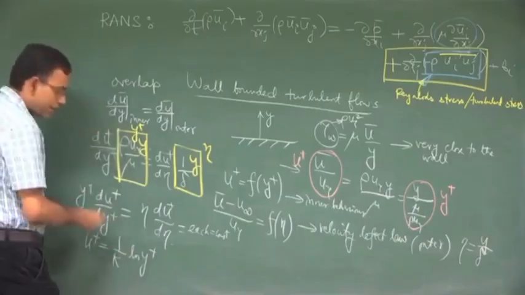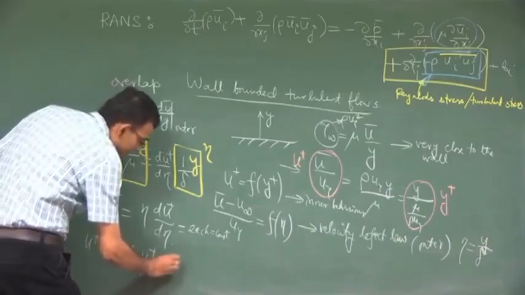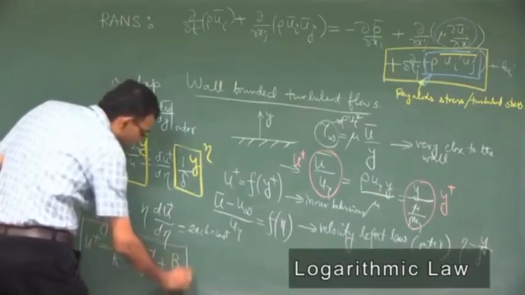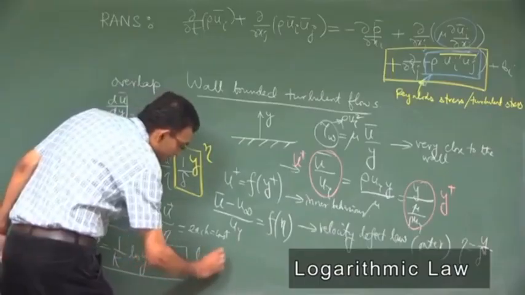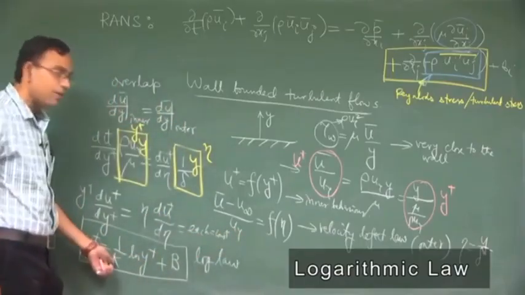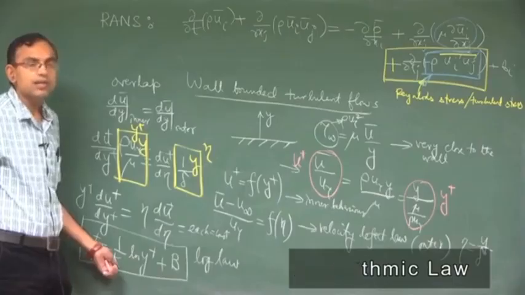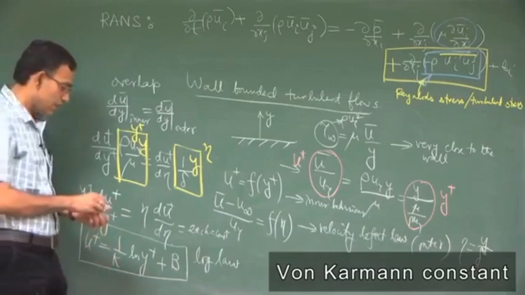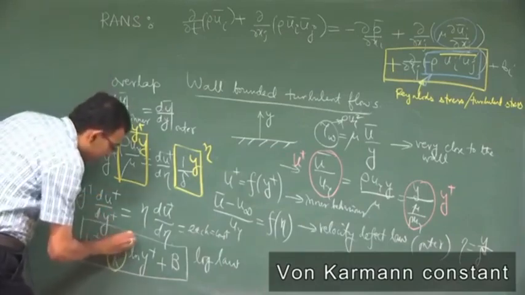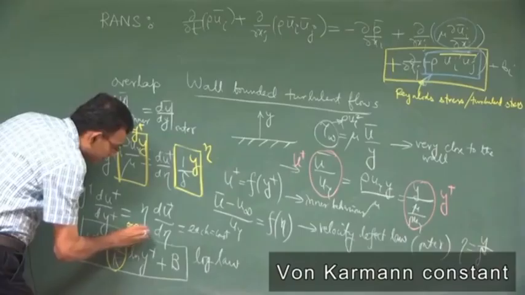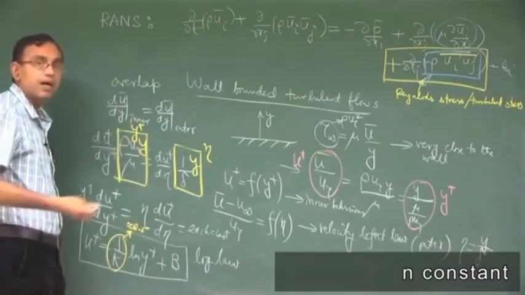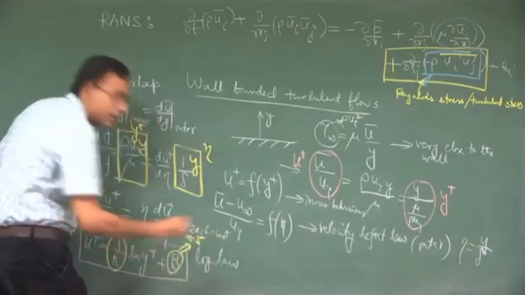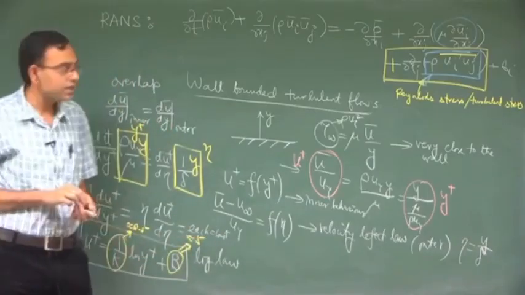dy plus by y plus will be ln y plus a constant of integration. This is called as logarithmic law or the log law. Remarkably, this 1 by kappa, it is a universal constant, and this kappa is called as von Karman constant. So, for all experiments this has been found to be around 2.5. It is remarkable, but experiments have revealed that, and this is about 5. So, these are universal constants.